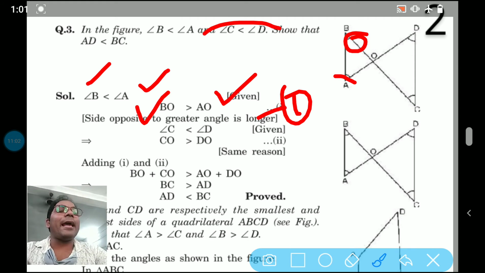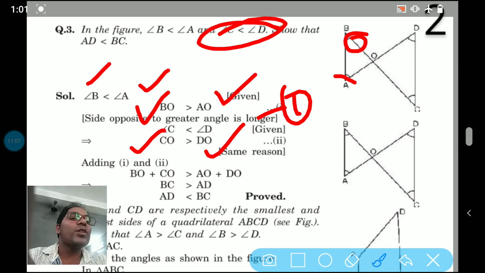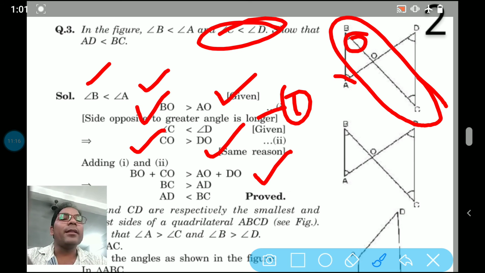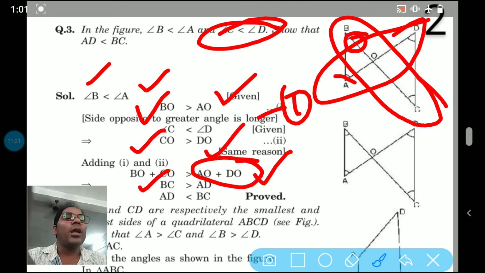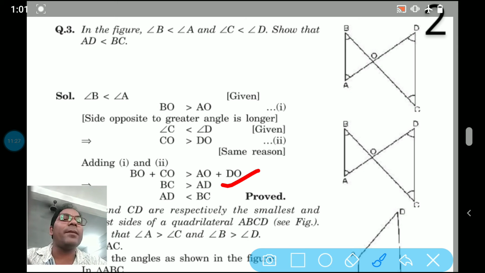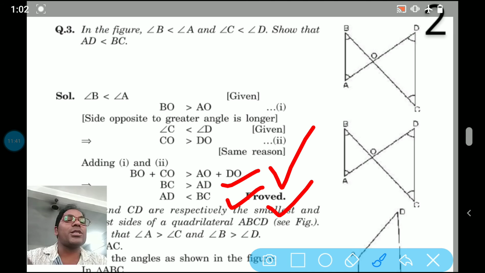Same way, it is given angle C is less than angle D, or angle D is greater than C. So here CO will be greater than DO. Second equation. Then adding first and second, BO plus CO will be the total side BC, and AO plus DO will be the total side AD. So using this property, we can see here BC is greater than AD, or AD is less than BC. Both are correct. You can write it this way or that way. So both the solutions are correct.